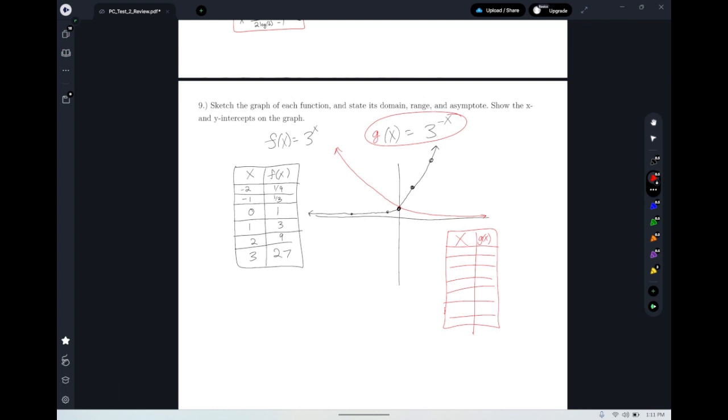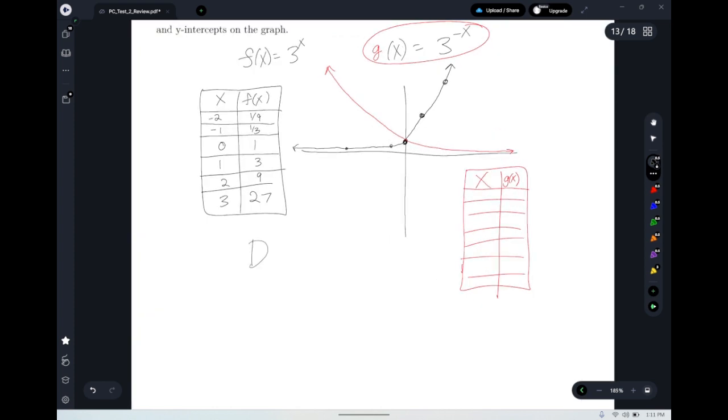Oh, domain and range. Crap. We need to say that. What's the domain? All real. Wait, you're doing range. Domain is all real numbers. Range is all numbers above 0. Sometimes they write this as all real positives. Don't do it. We're just going to write 0, infinity.